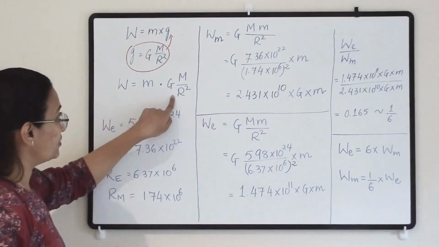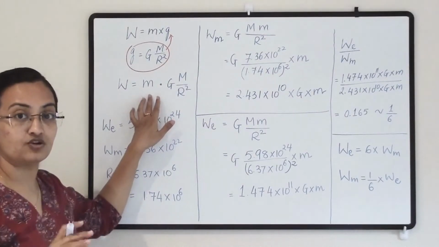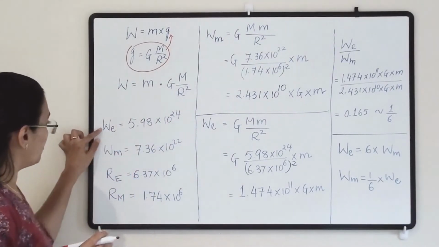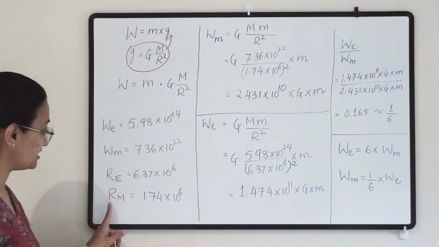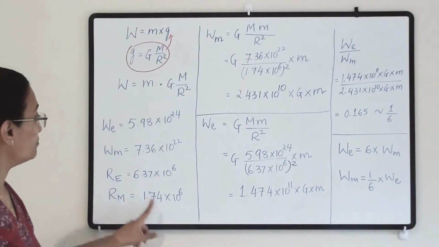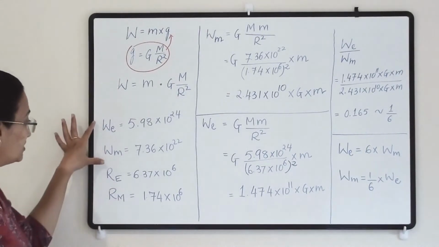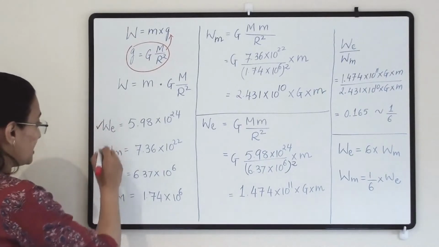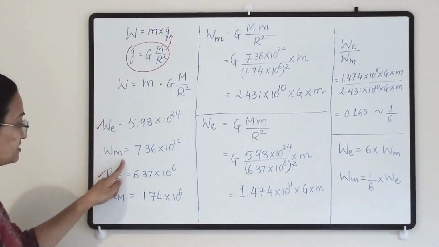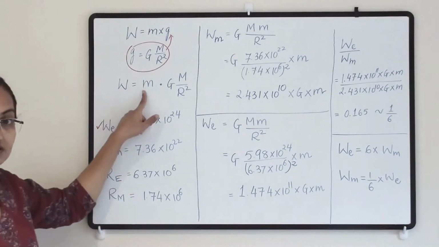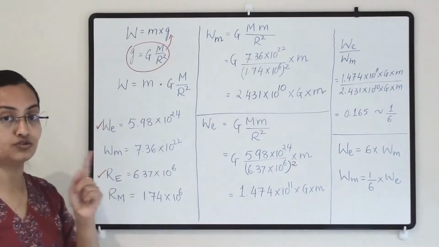So this is our new formula, and we are going to use it to calculate the weight of an object on the earth and the weight of an object on the moon. The mass of the earth is this much, the mass of the moon is this much, the radius of the earth is this, and the radius of the moon is this. Now we substitute all these values in this equation. First we calculate for the earth, substituting the earth's mass and radius, and later we take the moon's two values and substitute them in the equation. By doing so we get two different weights: on the earth and on the moon.